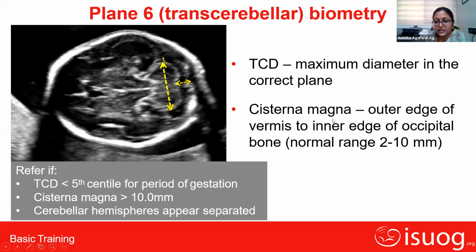Then the Cisterna Magna. How do we measure? From the outer edge of the vermis to the inner edge of the occipital bone. The normal range is between 2 to 10 millimeter. So when do we refer? We refer when the TCD is less than 5th centile for the period of gestation, or the Cisterna Magna is more than 10 millimeter, and the cerebellar hemispheres appear separated. Normally they are connected by the echogenic vermis. If you don't see this connection, if this appears to be separated, then also some problem may be there.